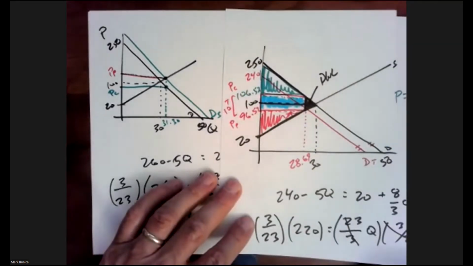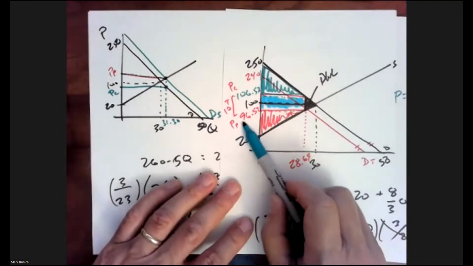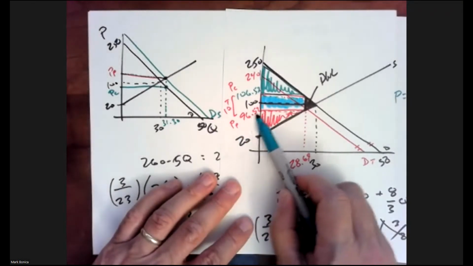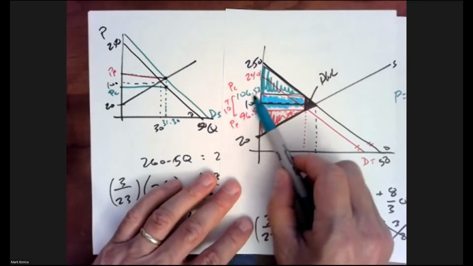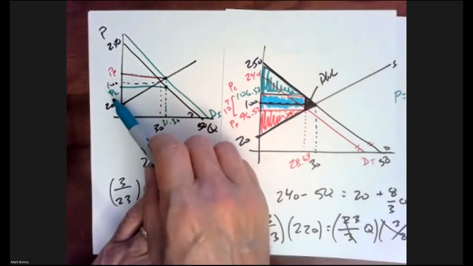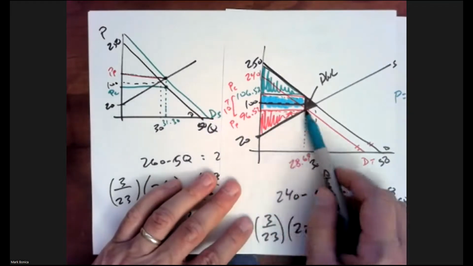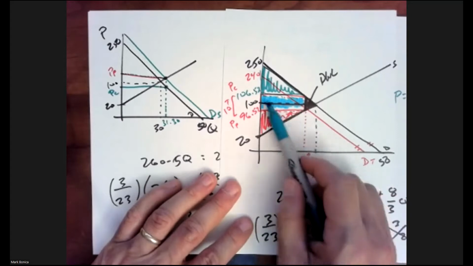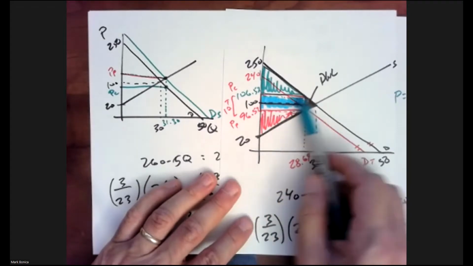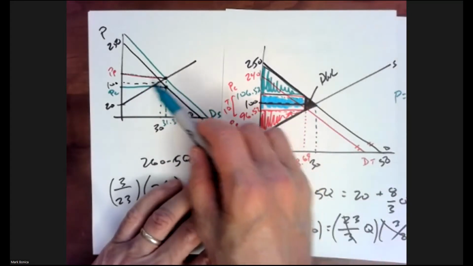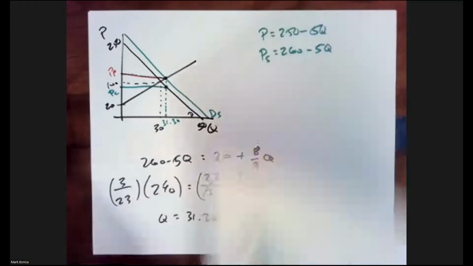Notice how the relationship is flipped. PP was under tax, PP is on the bottom, and PC is on top. Over here, PC is on the bottom because they're paying. So PP, when they're being taxed, the producer gets a lower price and the consumer pays a higher price. Here, the consumer pays a lower price and the producer gets a higher price.